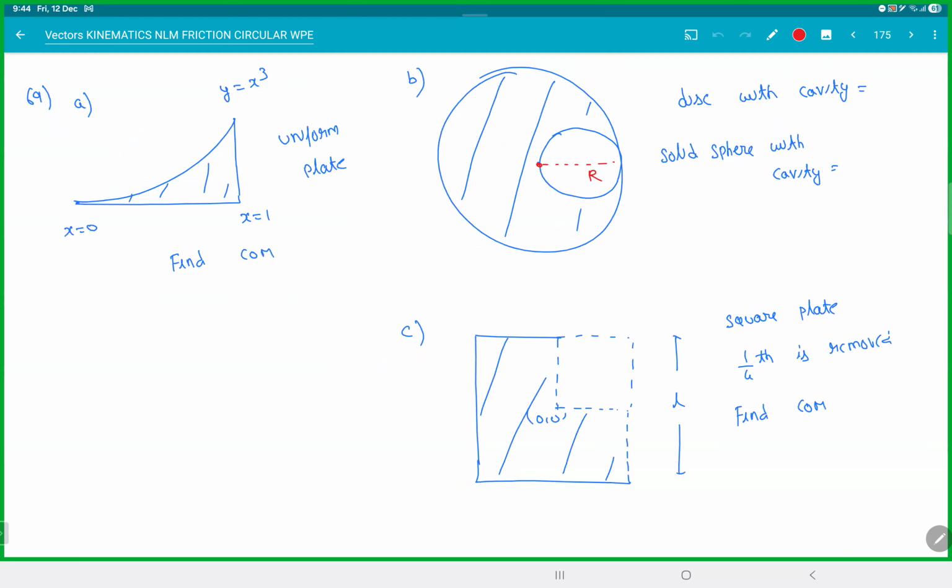Let's get the center of mass of these three things. We have a uniform plate y is equal to x cube. Find the center of mass. We have a disk with cavity, and a solid sphere with cavity. Hope you remember the results. Find the center of mass. We have a square plate where one quarter is removed. Find the center of mass.